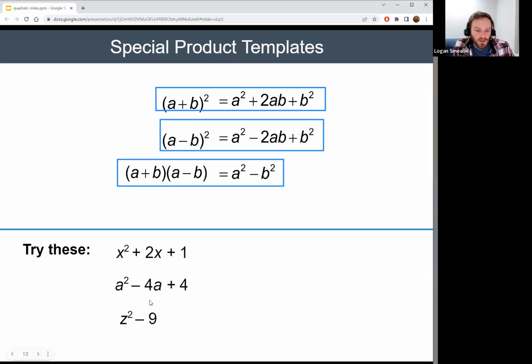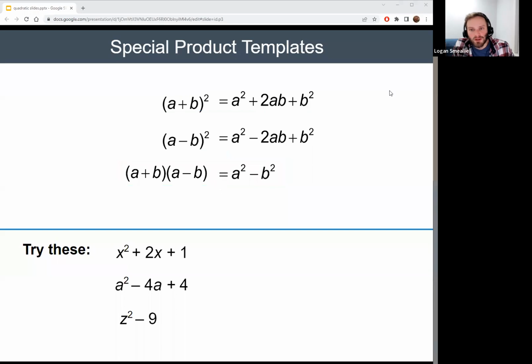What I want you all to do is try these. Each of these lines up with one of the ones up there. These are the expanded versions. See if you can find the unfoiled version of these three. Try it out. And like before, let me know in the chat when you're done or if you get stuck on anything.